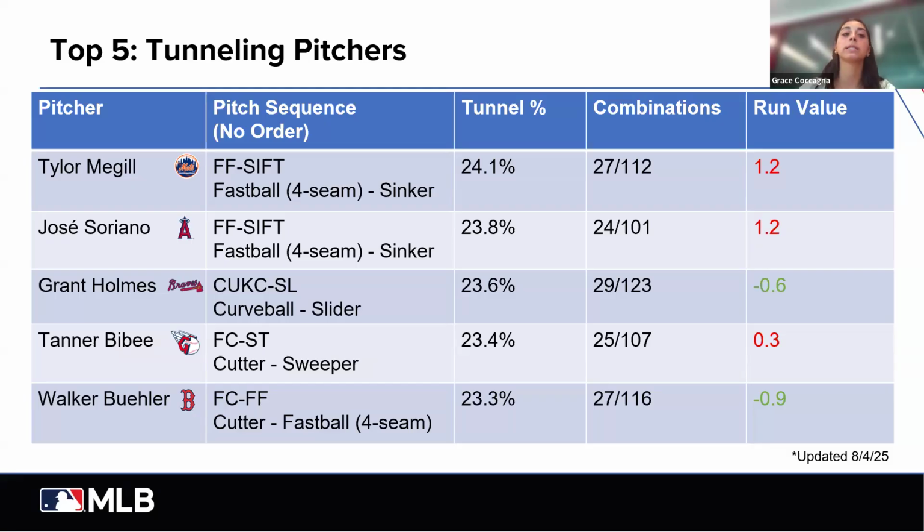So looking at these examples, we can see the pitcher followed by the pitch sequence. The no order signifies that they could throw a fastball sinker or a sinker fastball. It doesn't really matter which combination or order they choose. The tunnel percentage is looking at the combinations next to that. We have, for example, on the top, there's 112 combinations. So that's how many times this pitcher has thrown that sequence. And out of that, he has only tunneled 27 of those, which comes out to about 24% for tunneling those pitches.